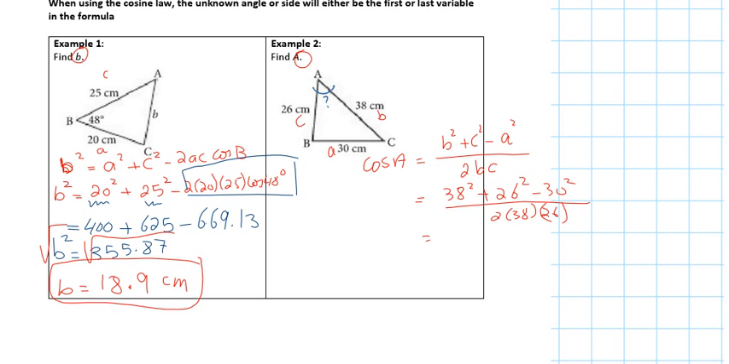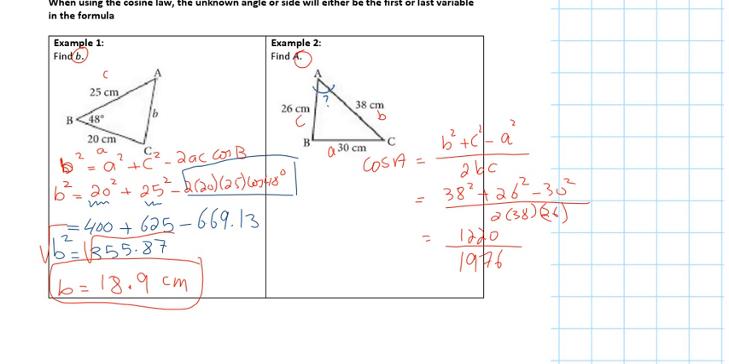So if I plug in the top, I get 1,220. Is that what you guys got? And if I plug in the bottom, I get 1,976. And then if I divide both of them, I'm going to get cosine A equals 0.6174.